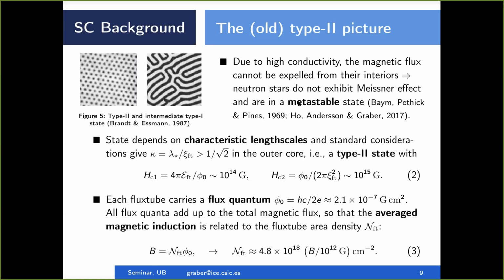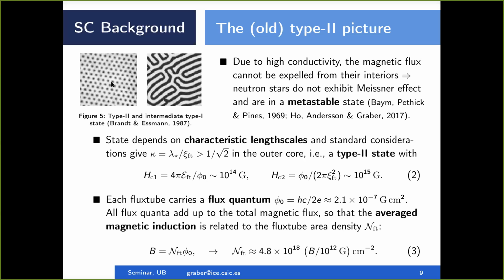But the problem is this metastability. Even if they want to be fully flux free, they don't have the time to actually drive the flux tubes out over reasonable timescales that we can use to observe it. So they're kind of stuck in this metastable state where the outer core looks like this.